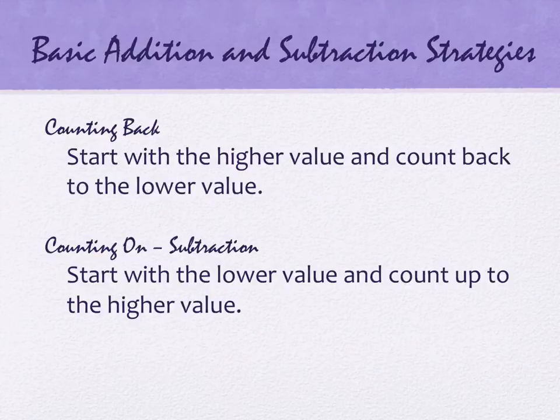Counting back. Counting back is a subtraction strategy. You start with the higher value and you count back to the lower value. So for instance, if you had 8 minus 2, you would start with 8 and go 7, 6, 5, 4, 3, 2, and you counted back 6 numbers. So you're starting with the higher one and counting back to the lower one. That's a counting back strategy for subtraction.